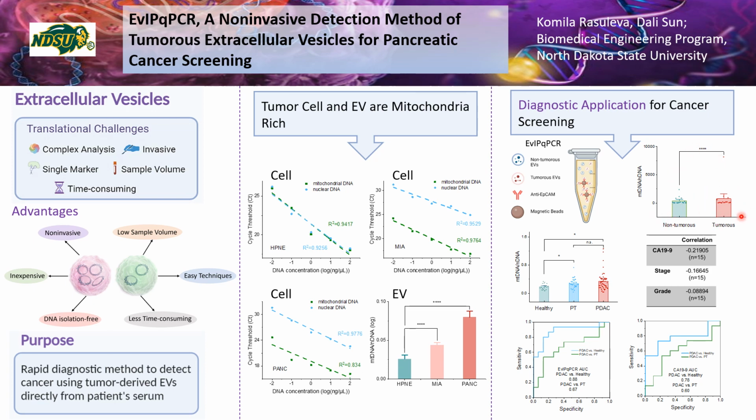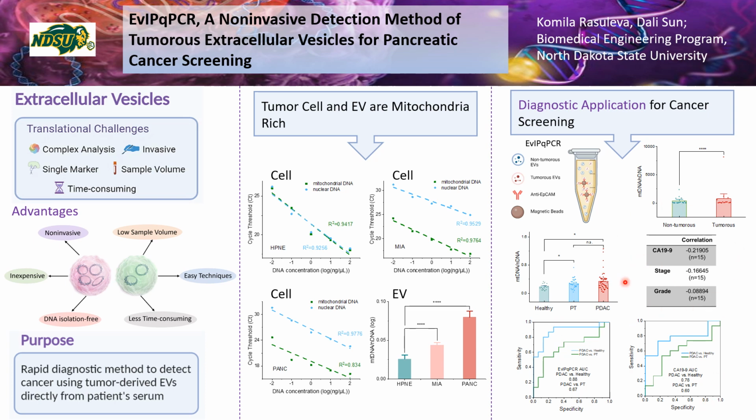And next, a pilot cohort study was conducted involving healthy control donors, pancreatitis patients, and pancreatic cancer patients. And as you can see, our assay could perfectly distinguish pancreatic cancer patients from healthy donors, and moreover, it could distinguish pancreatitis patients from healthy donors.